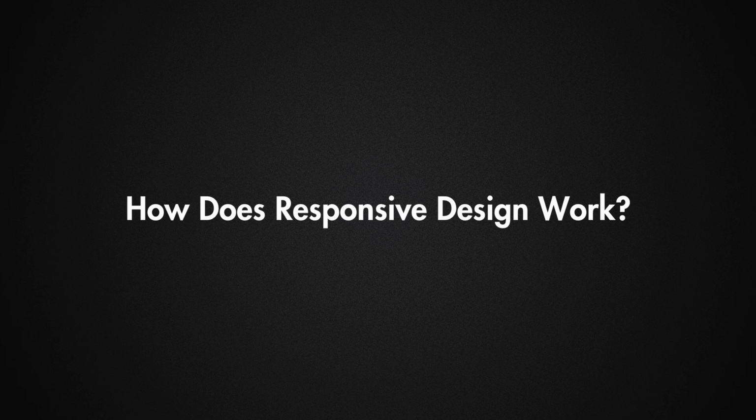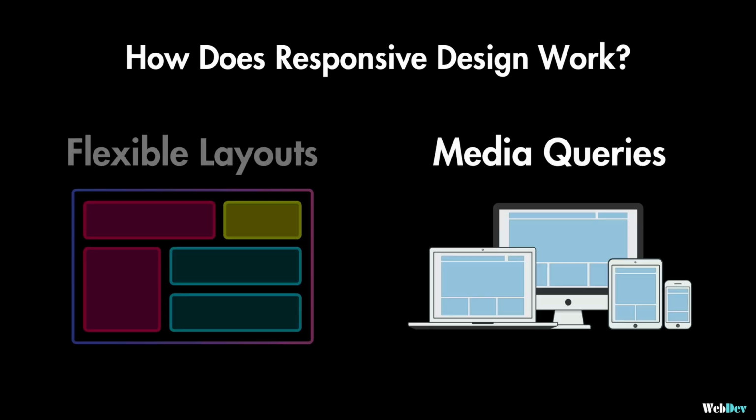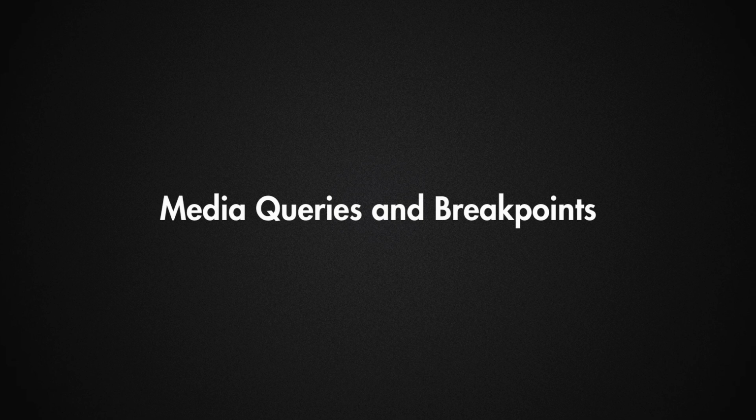At its core, responsive design relies on two main tools. The first one is flexible layouts. We use CSS techniques like Flexbox and Grid that we learned to create layouts that can adapt to different screen widths. And the second main tool is media queries. These are special CSS rules that allow us to apply different styles based on different screen sizes. But let's see what this really means in action.